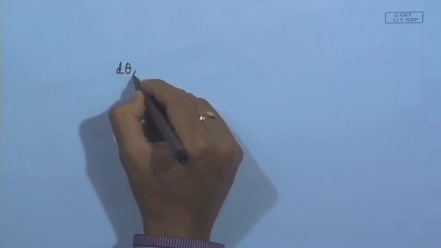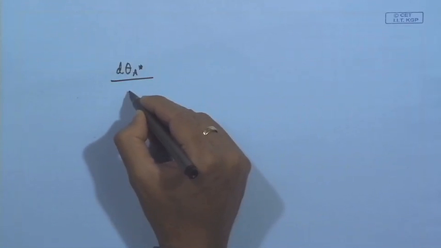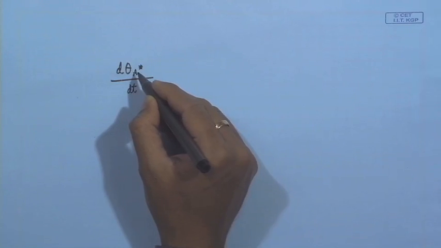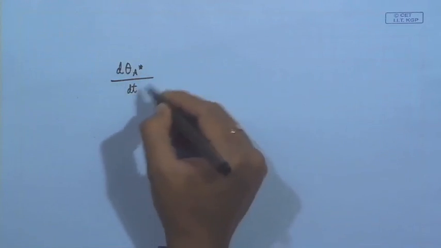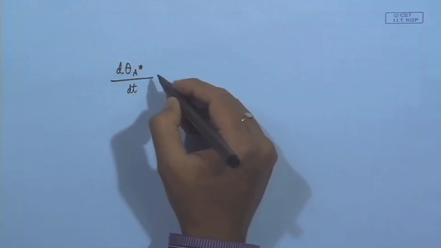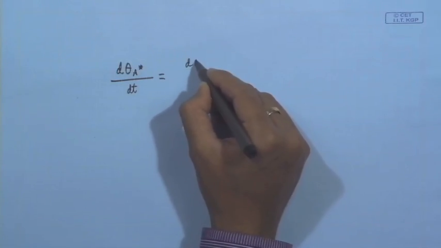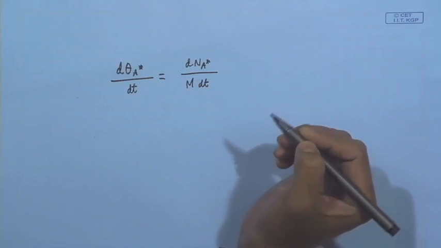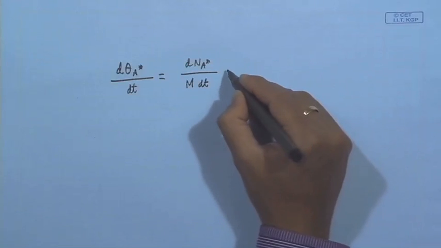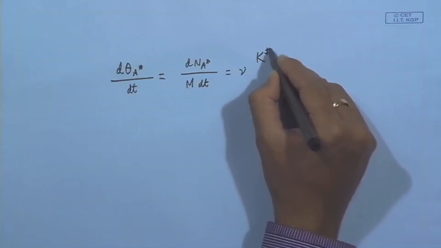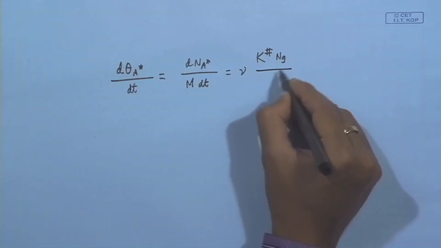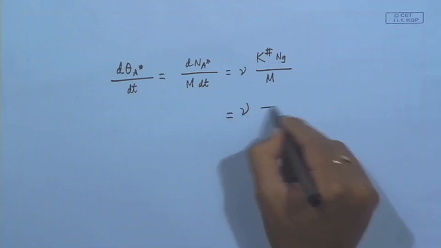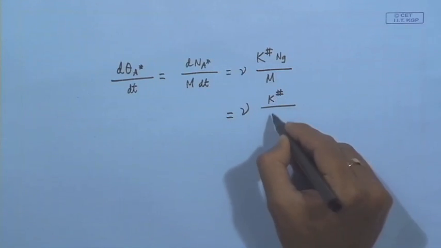d theta A star, the time rate of theta A, that is, after it has gone from the activated precursor to the adsorbed state, is equal to d n A star dt divided by m. So, that is equal to nu K double dagger n g divided by m, which is equal to nu K double dagger by m.